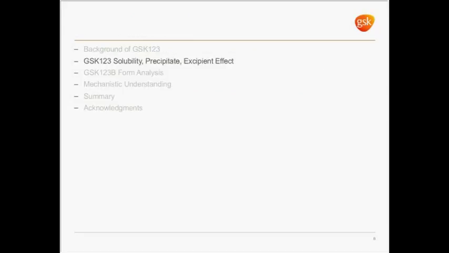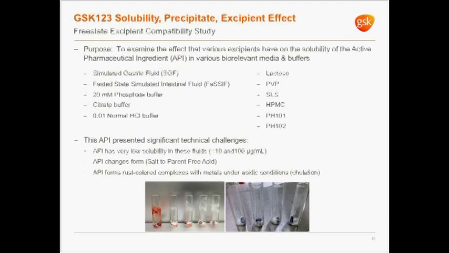Now that we've introduced the background to the API that is the focus of this case study, we'll take a deeper look into how high throughput experimentation was used to help gather data in an effort to learn more about the solubility and the API's propensity to precipitate out.